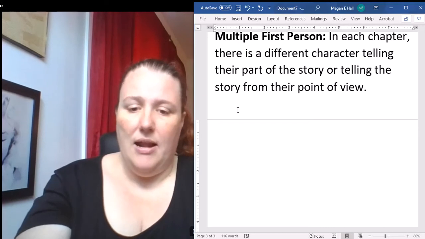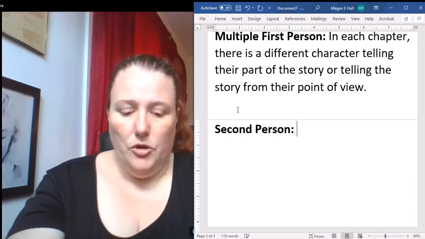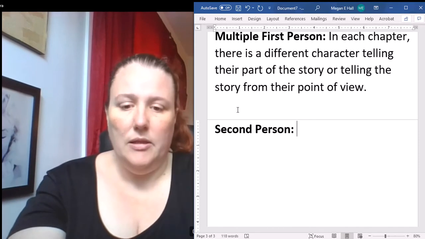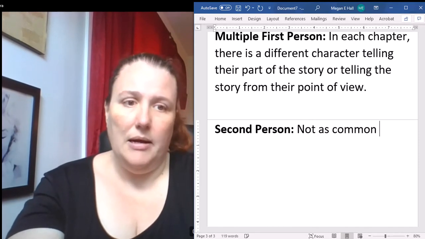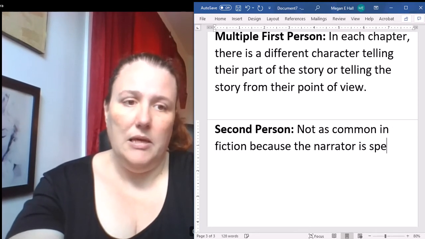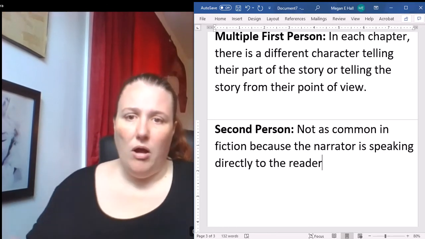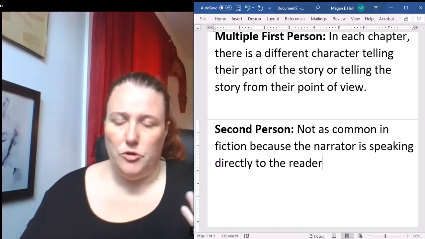We also then have second person. Second person is really not as common in fiction because the narrator is speaking directly to the reader. It's used more often in things like political speeches, persuasive writing.